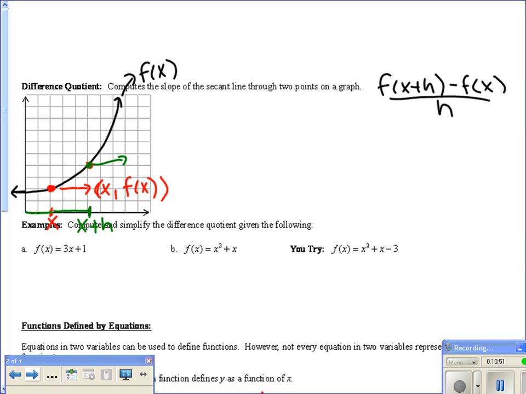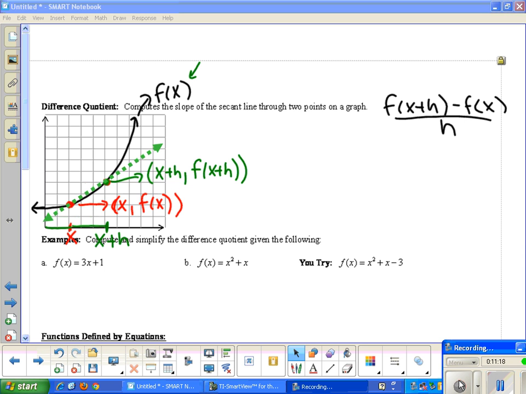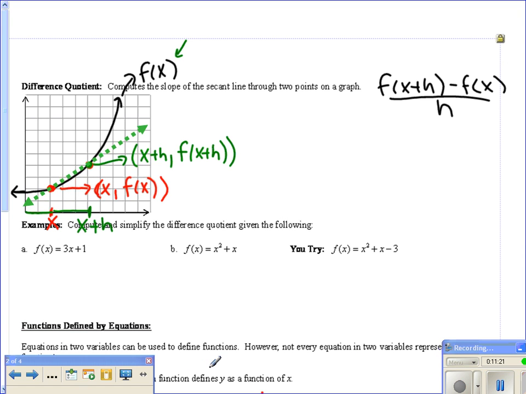And so this point right here would be x plus h comma, well, how do you find the y coordinate? You would plug that into your function. We don't know what the function is. We only know that we have f of x, so we're going to do f of x plus h. Now, basically what we're going to be doing is computing the slope of the secant line through the 2 points of the graph to help us figure out what the rate of change is. So I went ahead and drew in the secant line, which is that dotted green line, and so now we're finding the slope that goes through those 2 points.